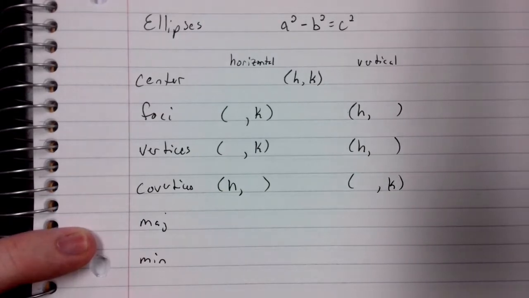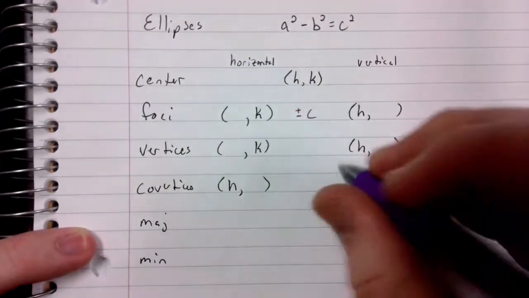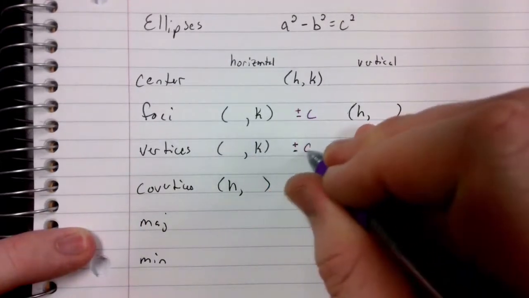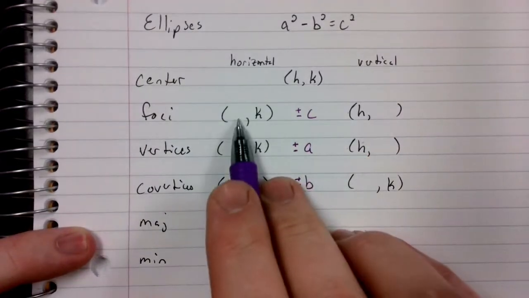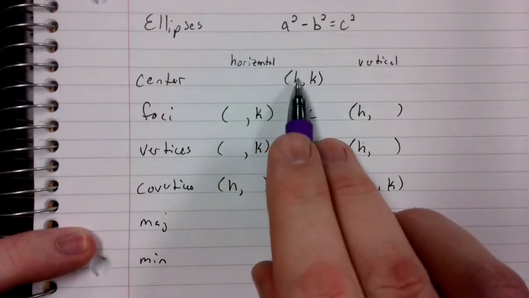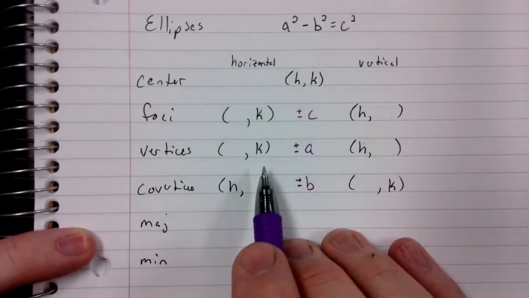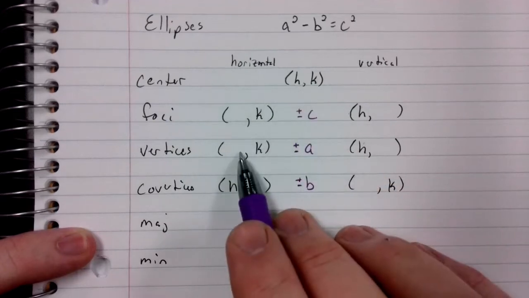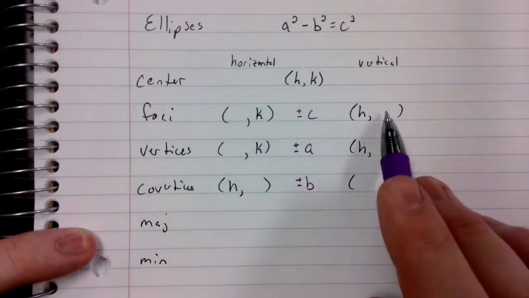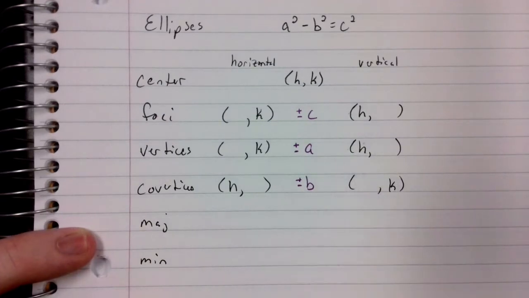Now, to fill in the other numbers, we're going to go with plus or minus c, plus or minus a, and plus or minus b. So here we can see h is missing, so I'm going to look at this number, whatever it is, and add and subtract c to get my ordered pairs. Here, h is missing, so I'll add or subtract a to get my ordered pairs. Now, conversely, if it's vertical, I'll be adding those to k instead of h. Right, so it just kind of flip-flops.